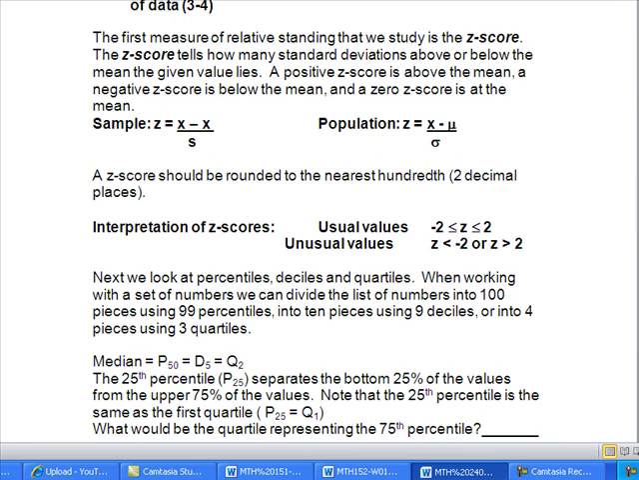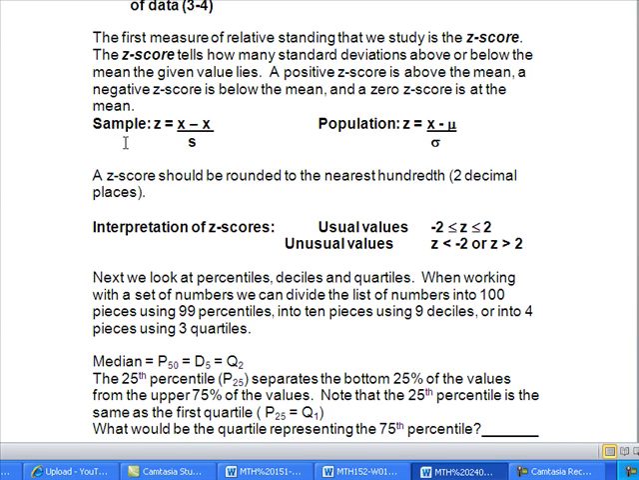Okay, the first measure of relative standing that we study is what's called the z-score. The z-score tells you how many standard deviations above or below the mean the given value lies. A positive z-score would mean that the data value is above the mean or greater than the mean, and a negative z-score would mean that the value is below the mean or less than the mean.